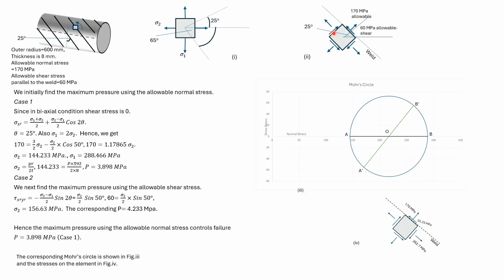With this pressure and the allowable normal stress as 170, we have drawn the Mohr's circle. Point A dash corresponds to 170 MPa normal stress and minus 55.25 MPa as shear stress. The principal stresses are 288.5 and 144.23, which are given by B and A. The stresses in an element with its face aligned with the weld are given here.